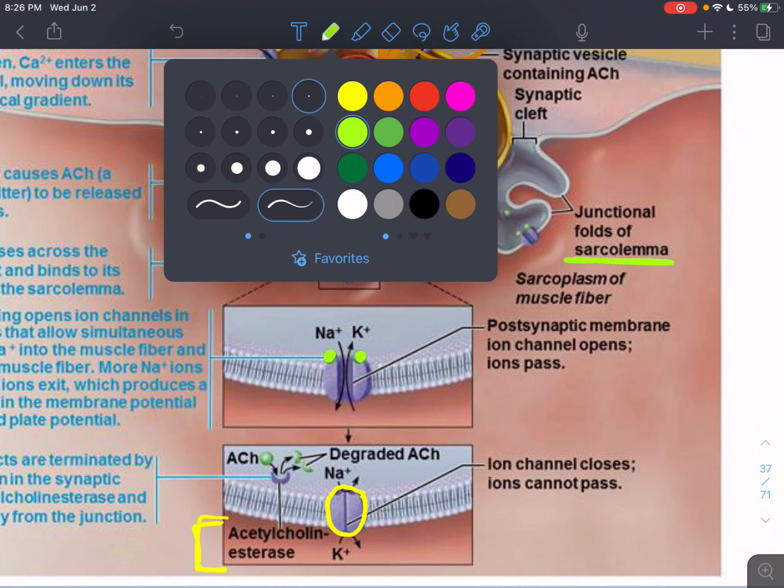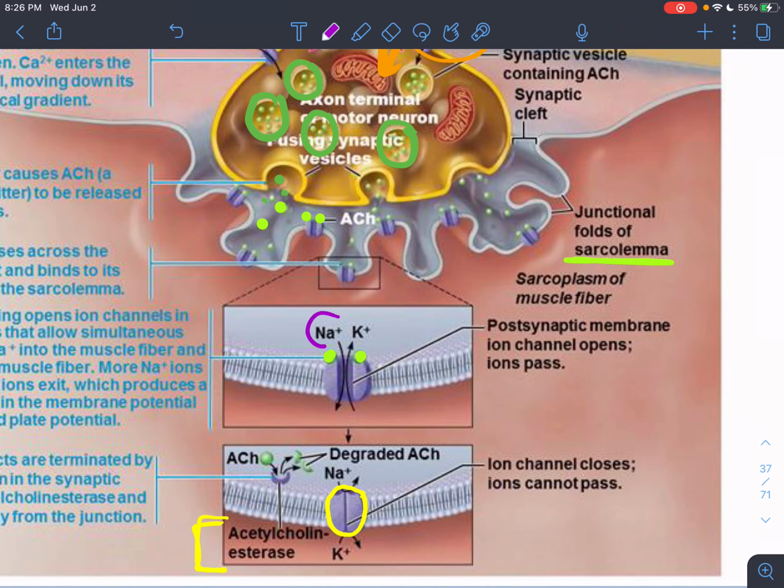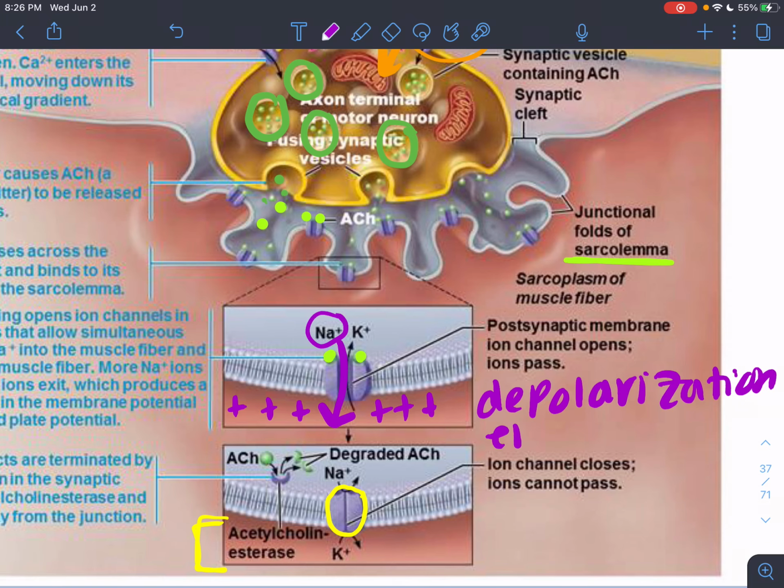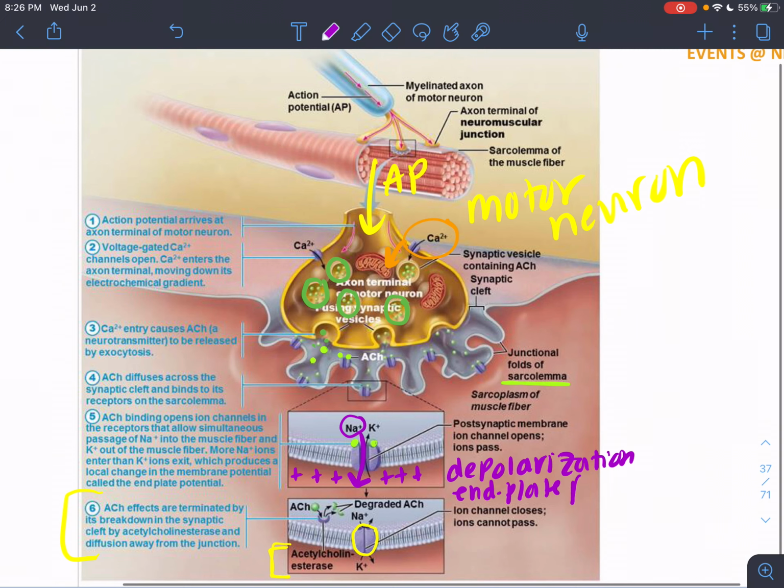The main important thing that's going to happen is sodium is going to go into the cell. That positive charge going into a negative environment, remember resting membrane potential, is going to cause an end plate potential or depolarization. So depolarization or end plate potential.